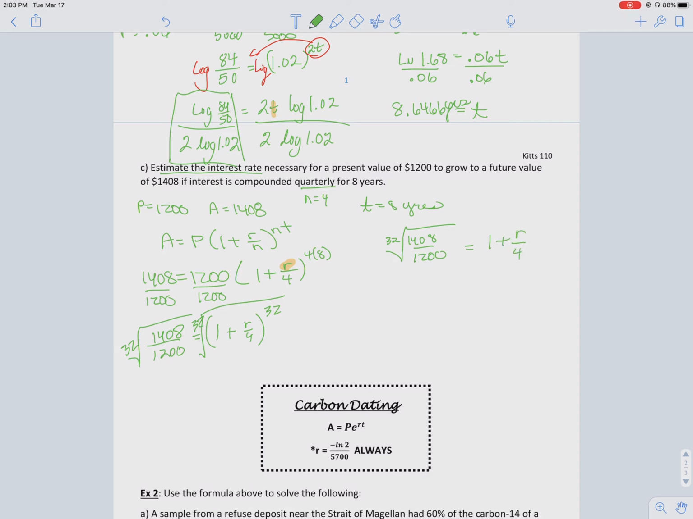Okay, so now I'm going to move that 1. I'm going to subtract 1 from it. Gives me R over 4. My last step, multiply everything by 4.